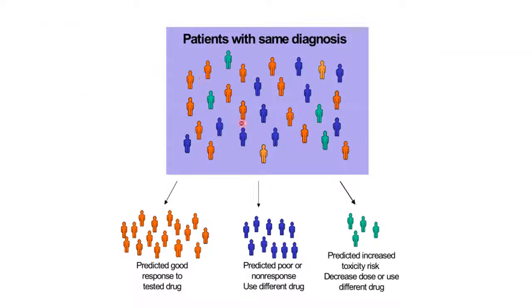So again, if you're looking at a homogeneous group of patients, you can see that the majority of people are probably going to have a pretty good predicted response to the tested drug.